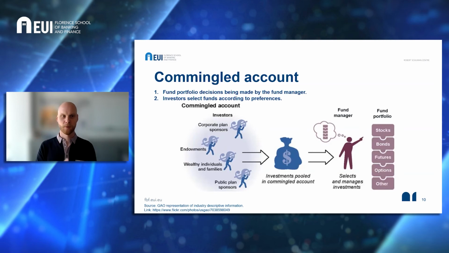So let's go through this graph step by step, what you really see here. At the left, you see the investors, and the investors bring the money to the investment fund. They sign in for a specific fund, they buy specific fund units, and this money is put into the fund portfolio, and the fund manager selects and manages the investments. So you really see that there is a value chain, and the value chain is how the money flows. The money flows from the investors to the fund, and the fund manager decides how the portfolio has to look like.